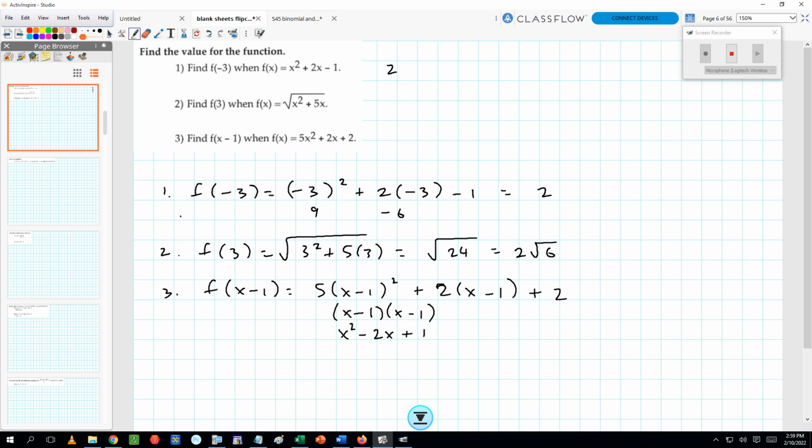So then we'll distribute the 5. 5x squared minus 10x plus 5. Distribute the 2: plus 2x minus 2, and then that plus 2 there on the end. You have the one quadratic term, 5x squared. You have a couple of linear terms, the negative 10x and the 2x, which is negative 8x. The 5, and then the two 2's on the end will cancel, so it's plus 5.